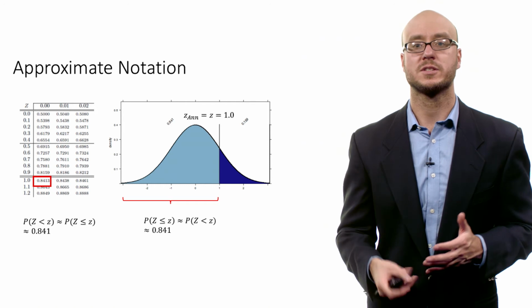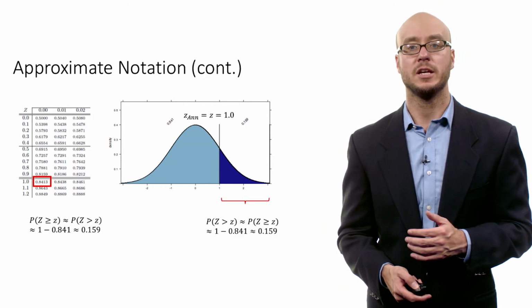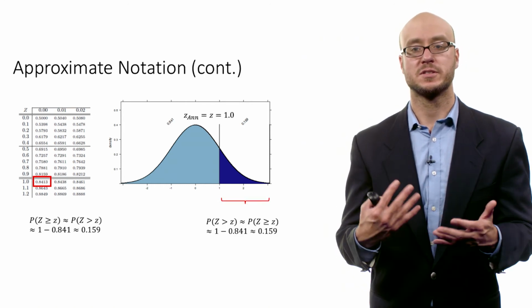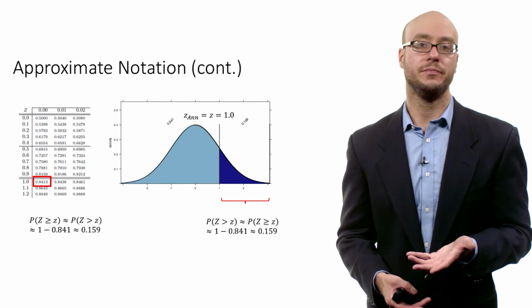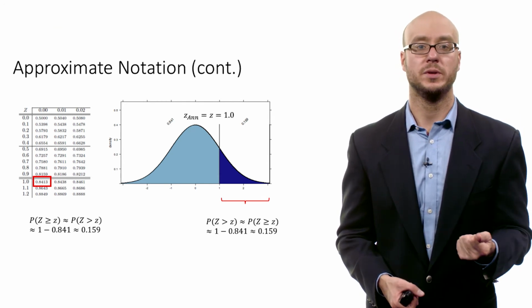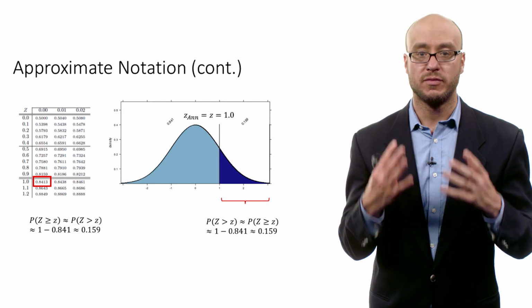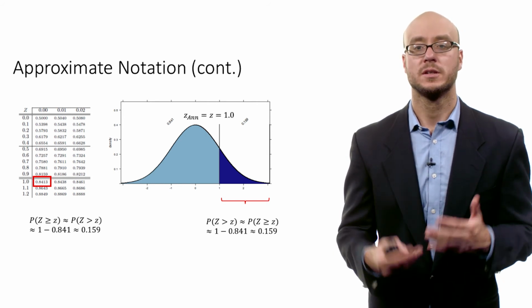We're going to focus on obtaining approximate equalities. And similarly, you can see that there's a slight difference in what the statistical software gives you and what the normal probability table gives you. But in fact, they're so close that we're going to treat these as approximately equal.